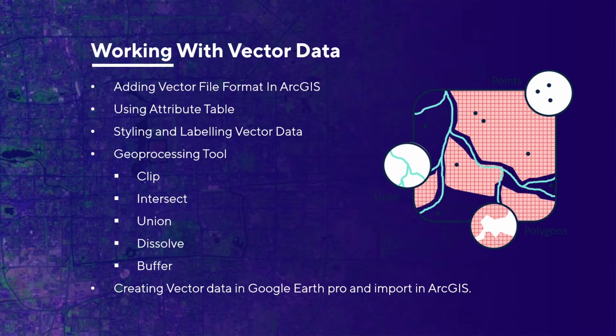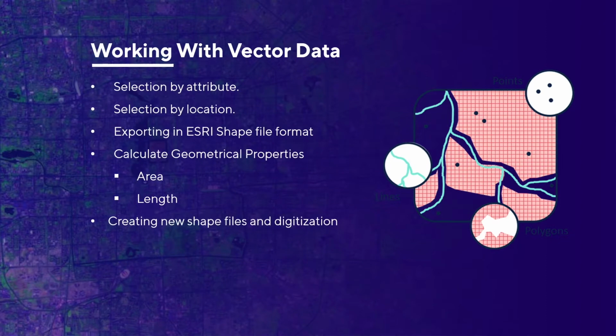After that we will do geoprocessing tools, that are clip, intersect, union, dissolve, and buffer. After completing these geoprocessing tools, we'll also learn something about Google Earth Pro. We'll learn how to digitize point, line and polygon on Google Earth Pro, export this Google Earth Pro data, and import this data into our GIS software, and we'll work on that.